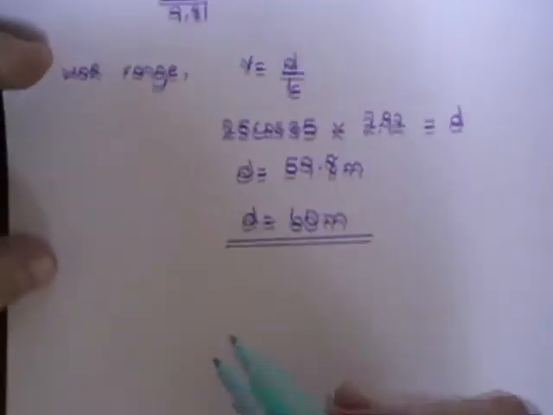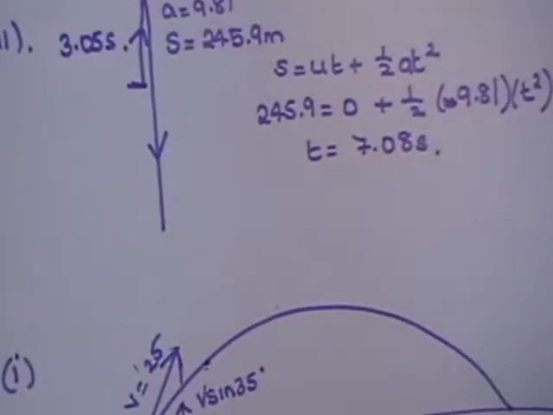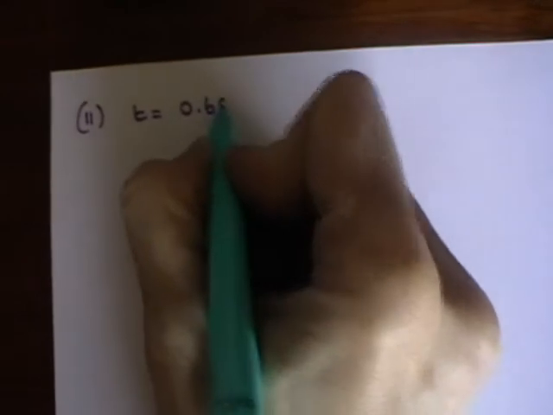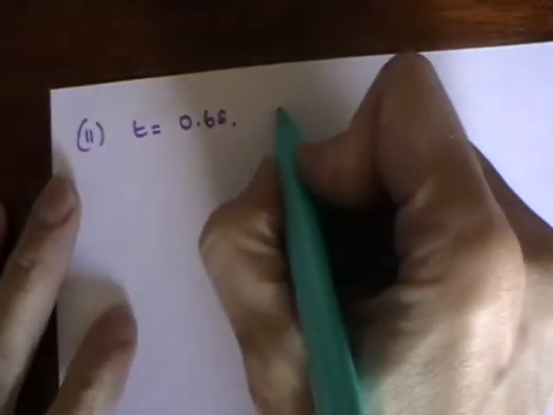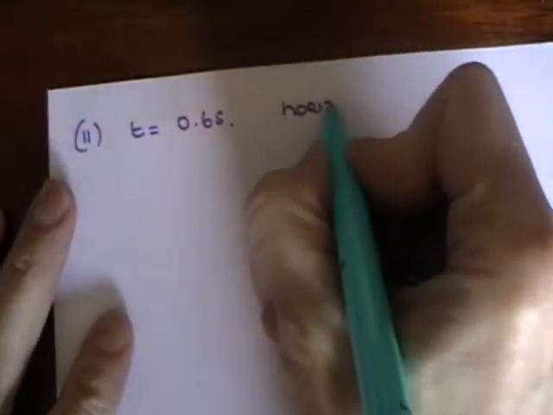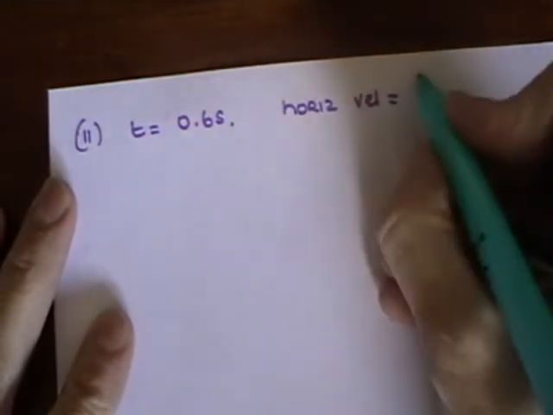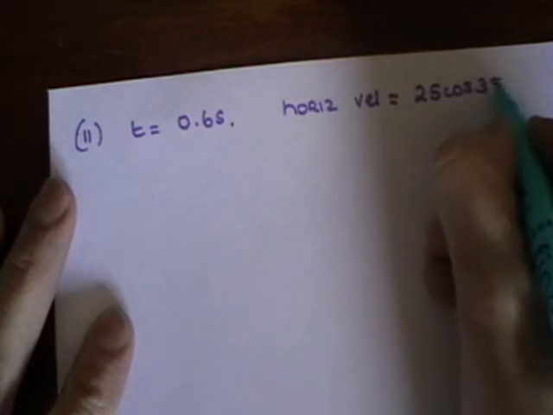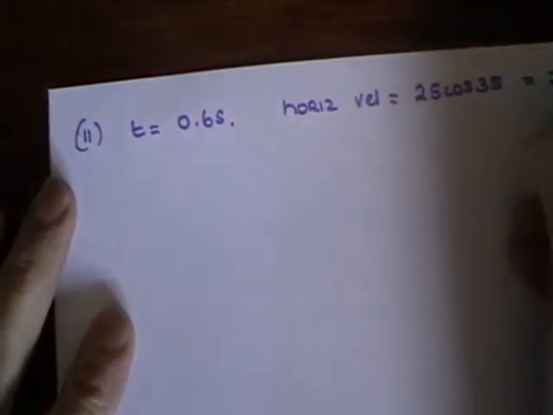So, do this on a new sheet of paper. This is part 2, so t equals 0.6 seconds. What do we know? Well, we still know the horizontal velocity is exactly the same, so we don't have to do a calculation on it. And that's 25 cos 35, which is actually 20.5.